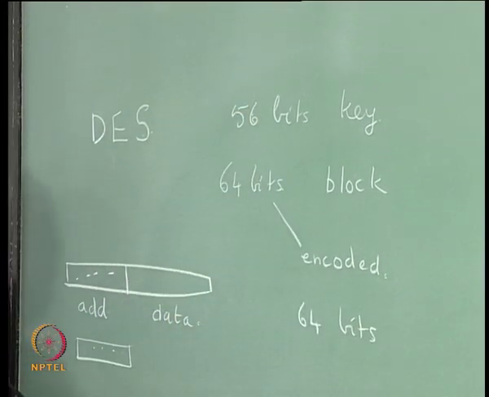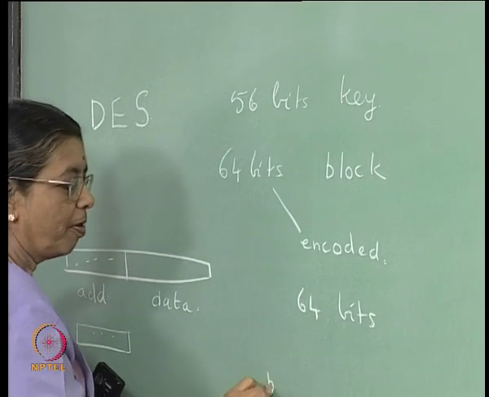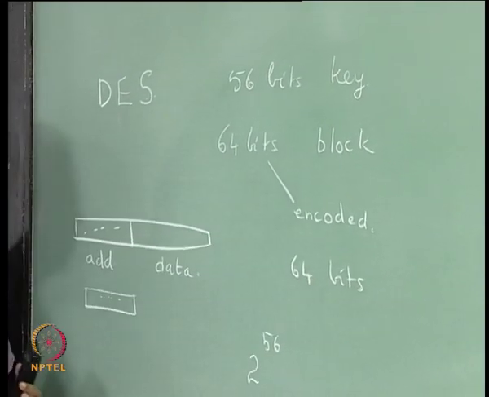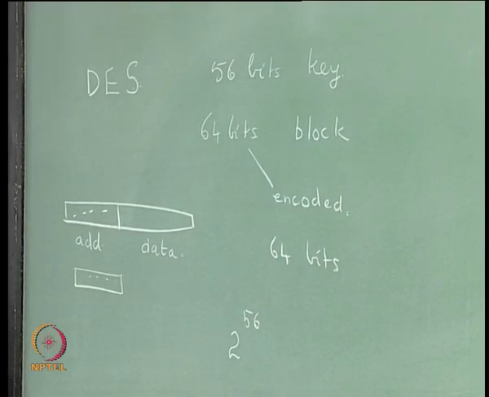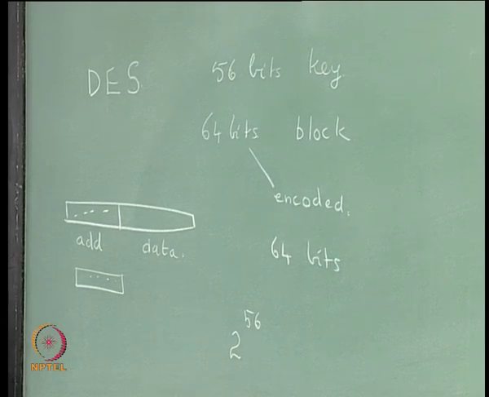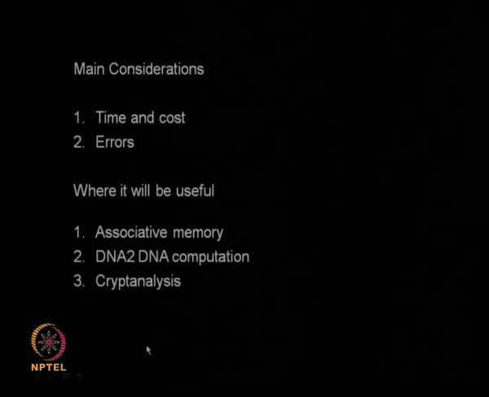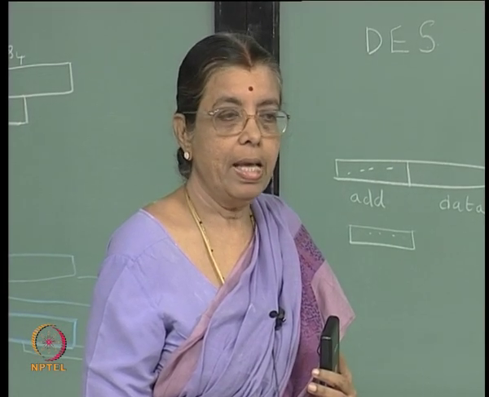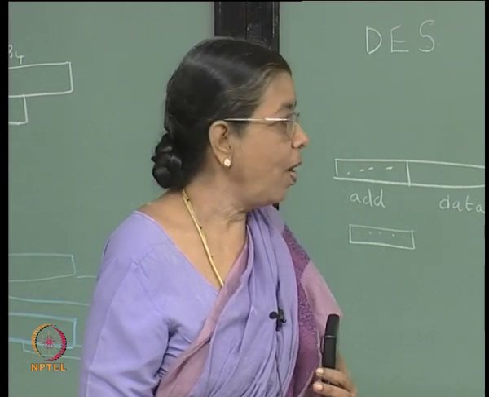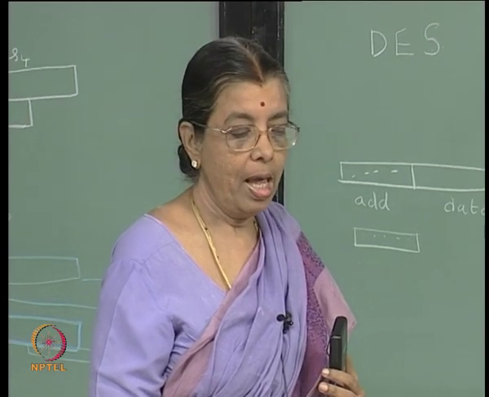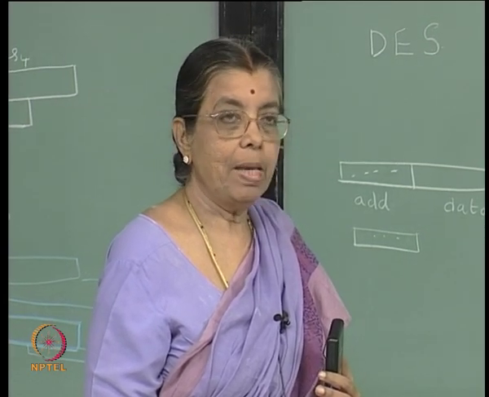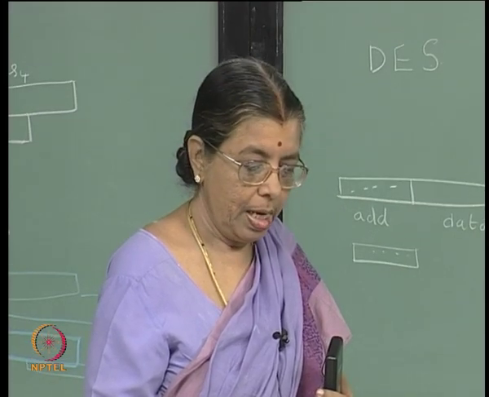using the key. Now, with 56 bits there are 2 power 56 possible keys, and if you want to find out the key one by one you have to test. Anyway, I am not going into the details of this. This can be done in a very efficient manner using DNA computing, because you can test whether a particular bit string is a key simultaneously. For all the 2 power 56 keys you can test it simultaneously. So, the time involved will be very less because of the immense parallelism used in DNA computing.